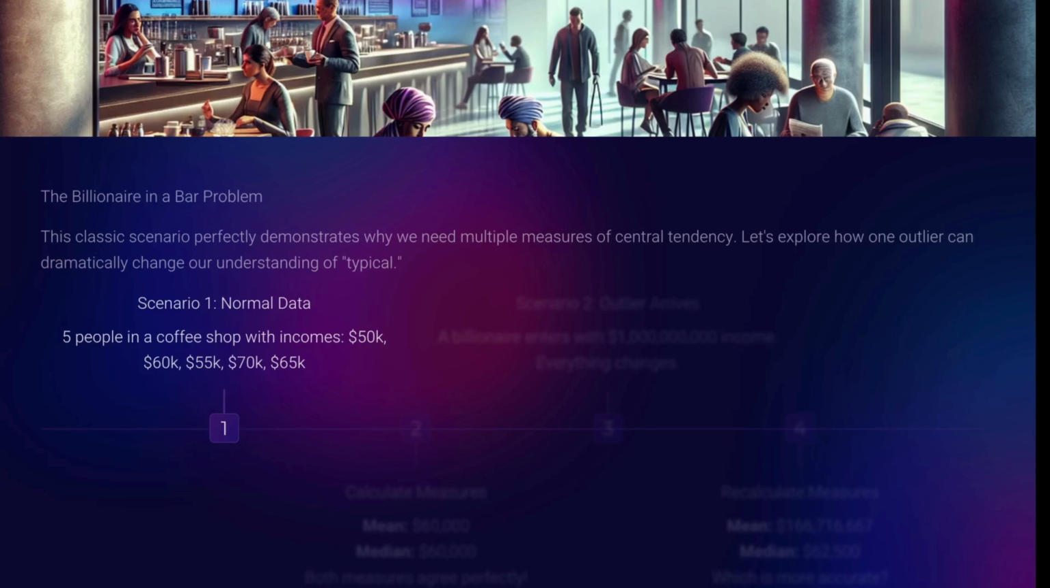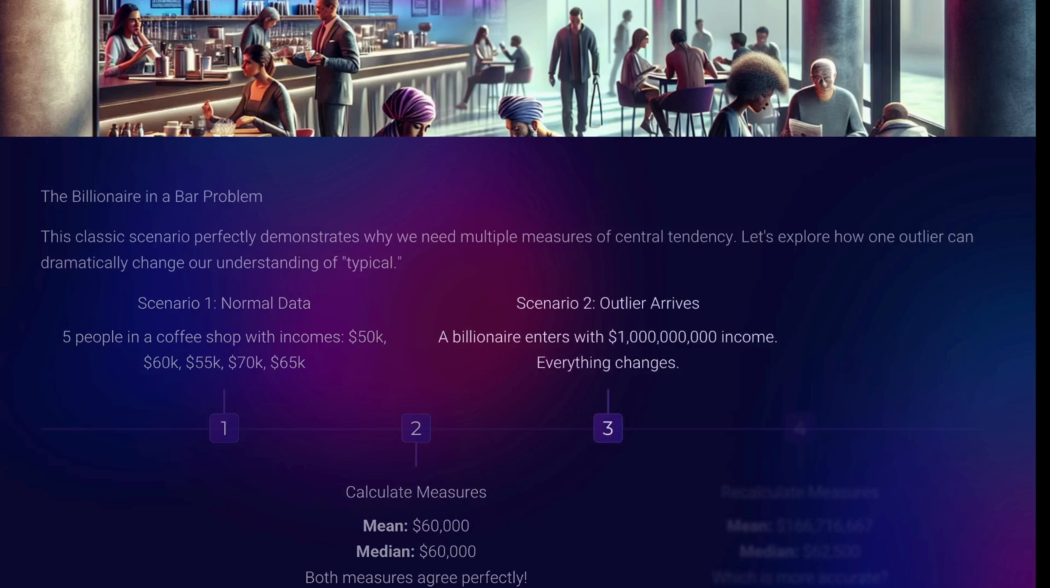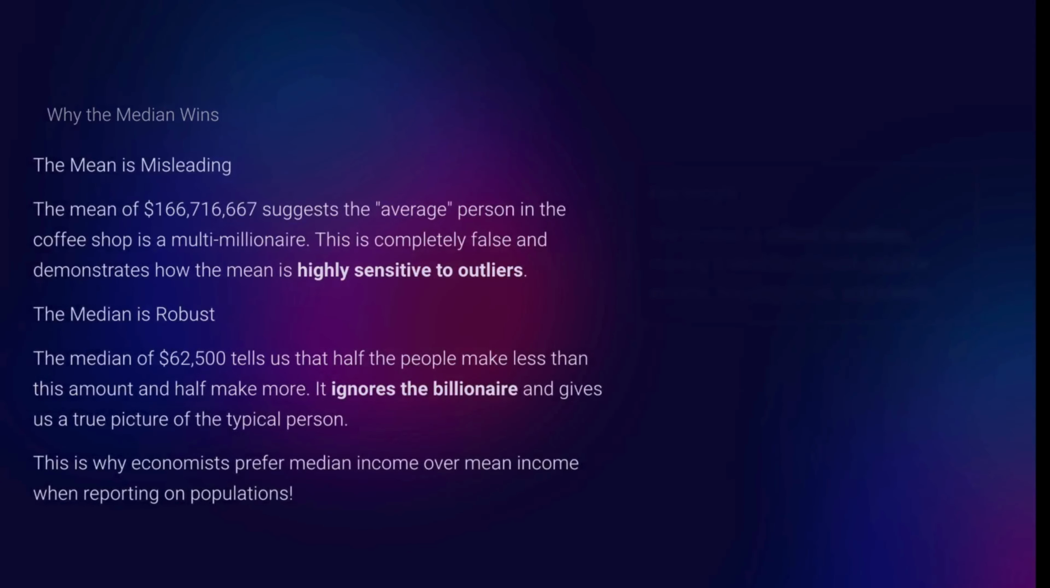Let's say 5 people in a coffee shop with incomes 50K, 60K, 55K, 70K, and 65K. Now mean and median are perfectly aligned. Both are 60,000. But when a billionaire comes into the bar, everything changes. Now, as you can see, mean and median have a drastic difference. In this case, which one do you think is more accurate?